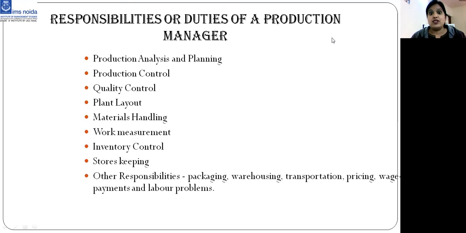And then we have the responsibilities or duties of a production manager. As a production manager, his foremost responsibility is the analysis of production and planning for it, production control, quality control, plant layout, materials handling, work measurement, inventory control, storekeeping, as well as other responsibilities like packaging, warehousing, transportation, pricing, wage payments, and labor problems.